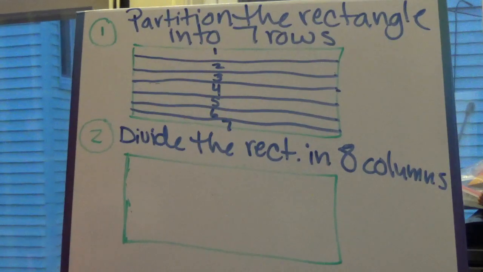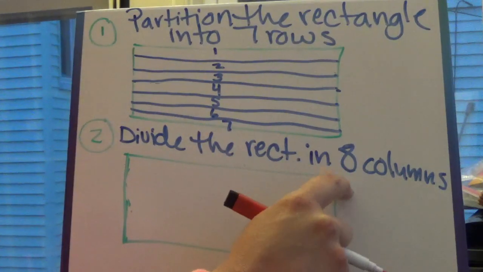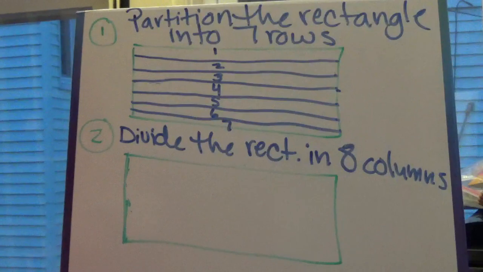We're going to do this one together too, so no need to pause the video. So if I'm dividing into 8 columns, that means I need to draw lines from the top to the bottom. I know that I need to draw 7 lines because I need 8 columns, which means 8 equal sections.